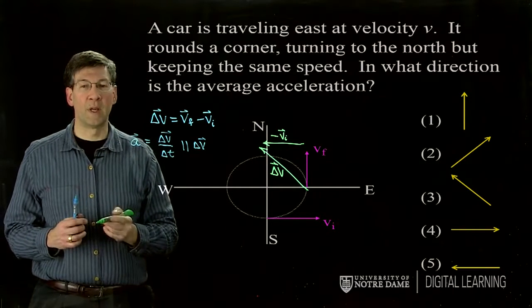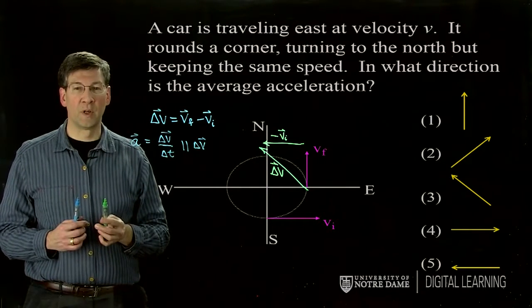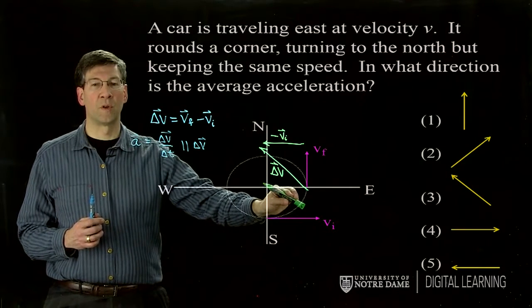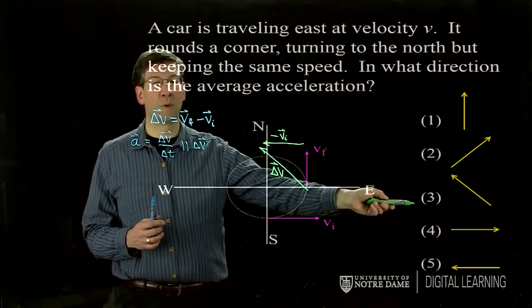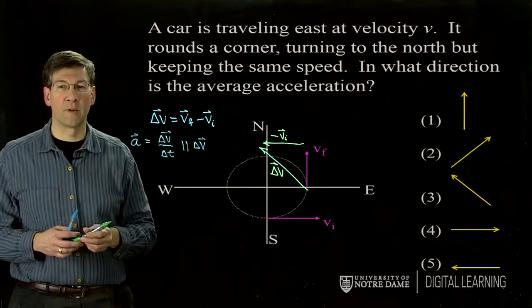And so what that tells me is that the average acceleration is more or less pointing towards the center of this circle. And so if we had to pick a choice over here, we would pick choice 3 as the correct direction for the average acceleration.